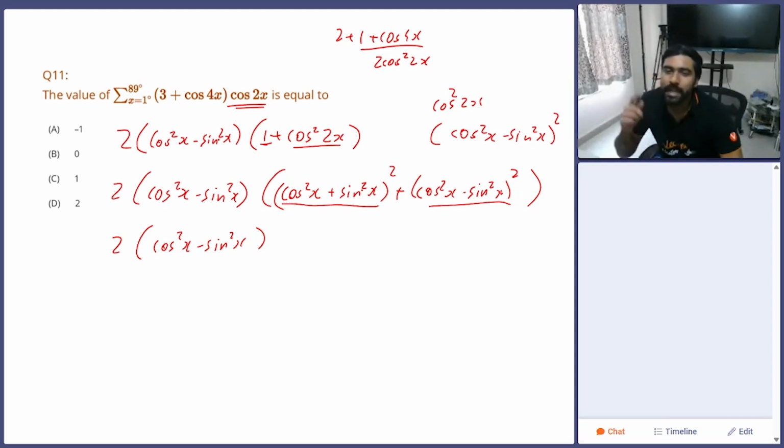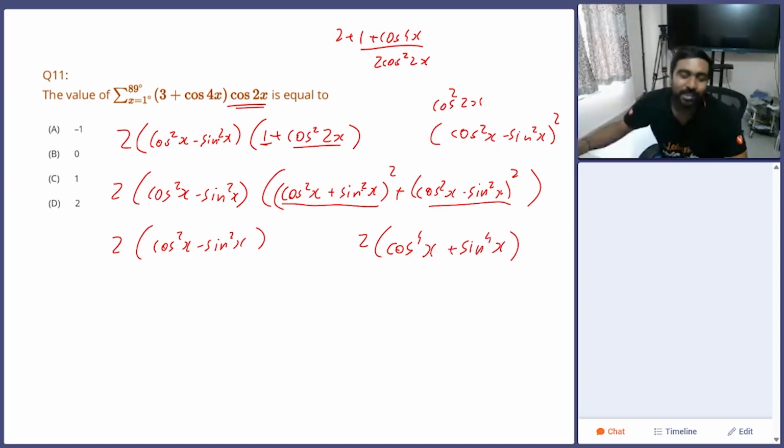What will you get? You will get 2 times (a square plus b square). So basically I get 2 times, a square is cos x power 4 plus b square is sin x power 4. Now some things are starting to fall into place. Now I look at this and I think, it would have been beautiful if this was cos x power 4 minus sin x power 4, right?